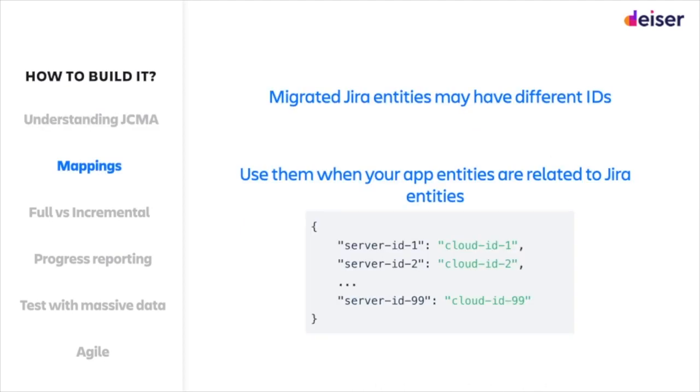Let's keep talking about data, because now it's important to talk about the things you want to migrate. Maybe some of them are related to Jira entities. If it's your case, you should know that Jira entities may have different IDs between data center and cloud, and you have to take it into account. For that, we have mappings. They are here to help us in this task. You can see an example right here. These mappings we can get in every migration run because the platform is going to give them to us.